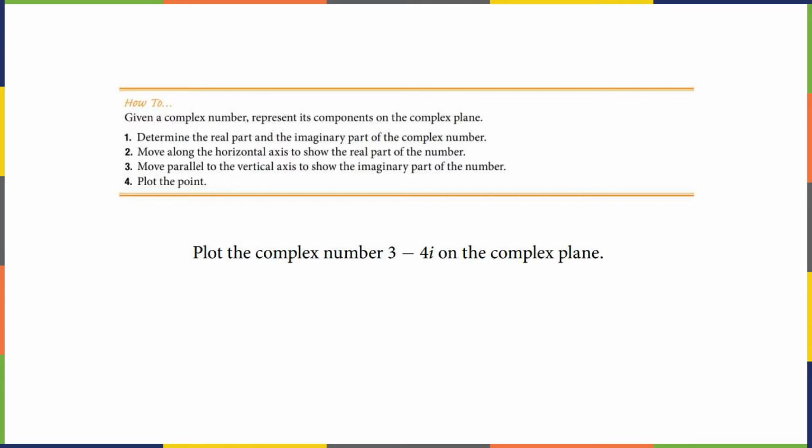So I want you to go ahead and try to plot the complex number 3 minus 4i on the complex plane. Remember, your steps are going to be determine the real part and the imaginary part. And you're going to count by the real part. Right is positive real, left is negative real. Then you'll count vertically, either up if your imaginary number is positive, or down if your imaginary number is negative, and you'll plot the point. Take a moment, and then you can play the video again when you've tried that.